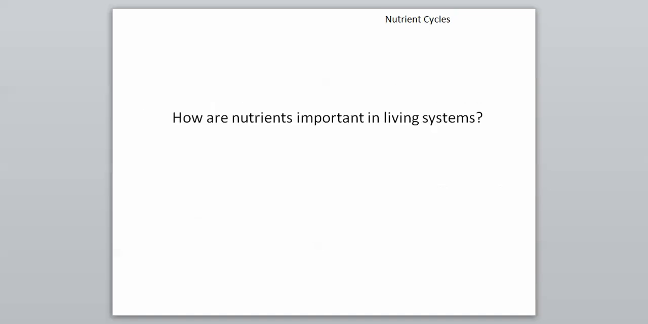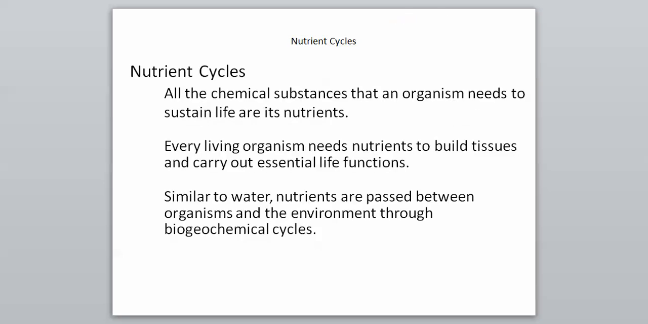Now there are some important nutrients that are cycled in living systems. So nutrient cycles are what we look at next. All the chemical substances that an organism needs to sustain life are its nutrients. Food is the main way we get our nutrients, and other organisms need different nutrients to survive. Every living organism needs nutrients to build their tissues and carry out essential life functions. Tissues, again, make up our organs, like our hearts.